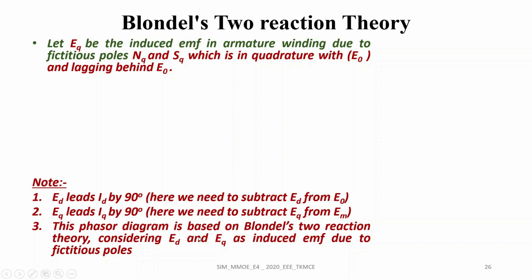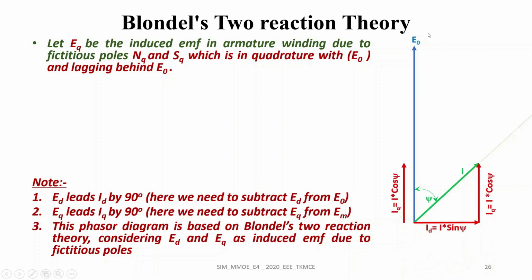This phasor diagram is based on Blondel's two reaction theory, considering ED and EQ are the induced EMF due to fictitious poles ND-SD and NQ-SQ. Here let's consider lagging power factor case. Armature current is lagging E0 by an internal power factor angle psi. This armature current is split into two components. One is along E0 and another one is in quadrature with E0.